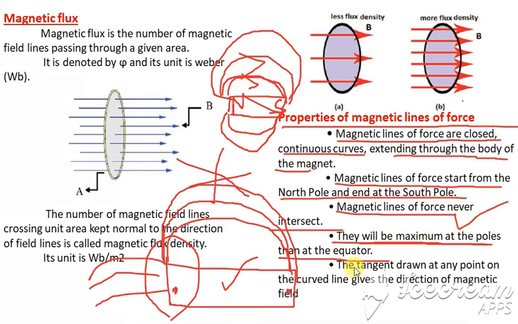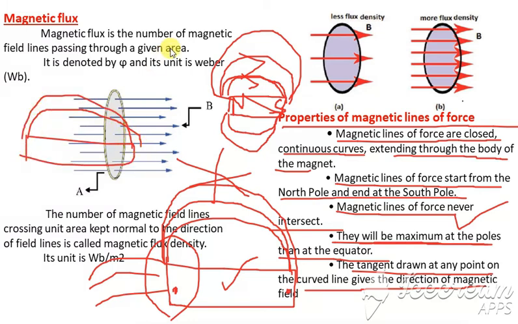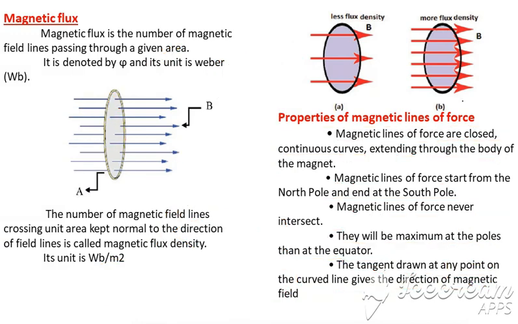Clear? Next, the tangent drawn at any point to the curved line gives the direction of the magnetic field. We have already seen this. If this is a magnetic field line and you draw a tangent over it, that gives the direction of the magnetic field. So these are all the properties of magnetic lines of force.